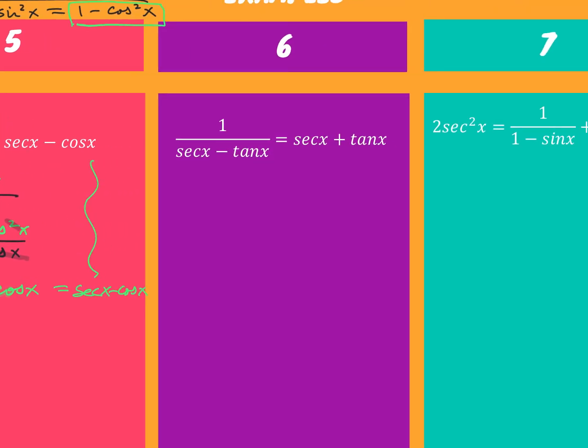Then number 6, I'm going to simplify the fraction. That's going to be my more complicated side. And to simplify this one, I'm going to be using the conjugate. So I'm going to take my 1 over secant x minus tangent x. I'm going to multiply this by its conjugate, and the conjugate is going to be secant x plus tangent x.